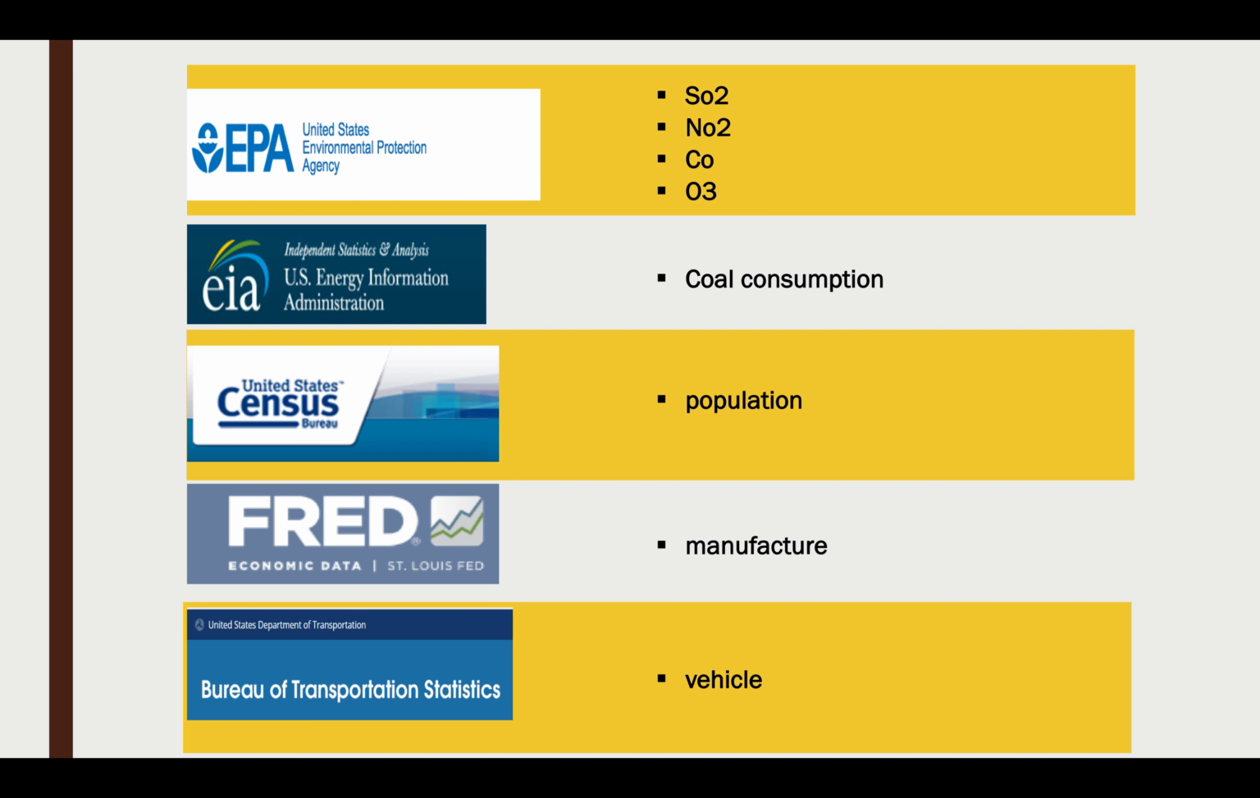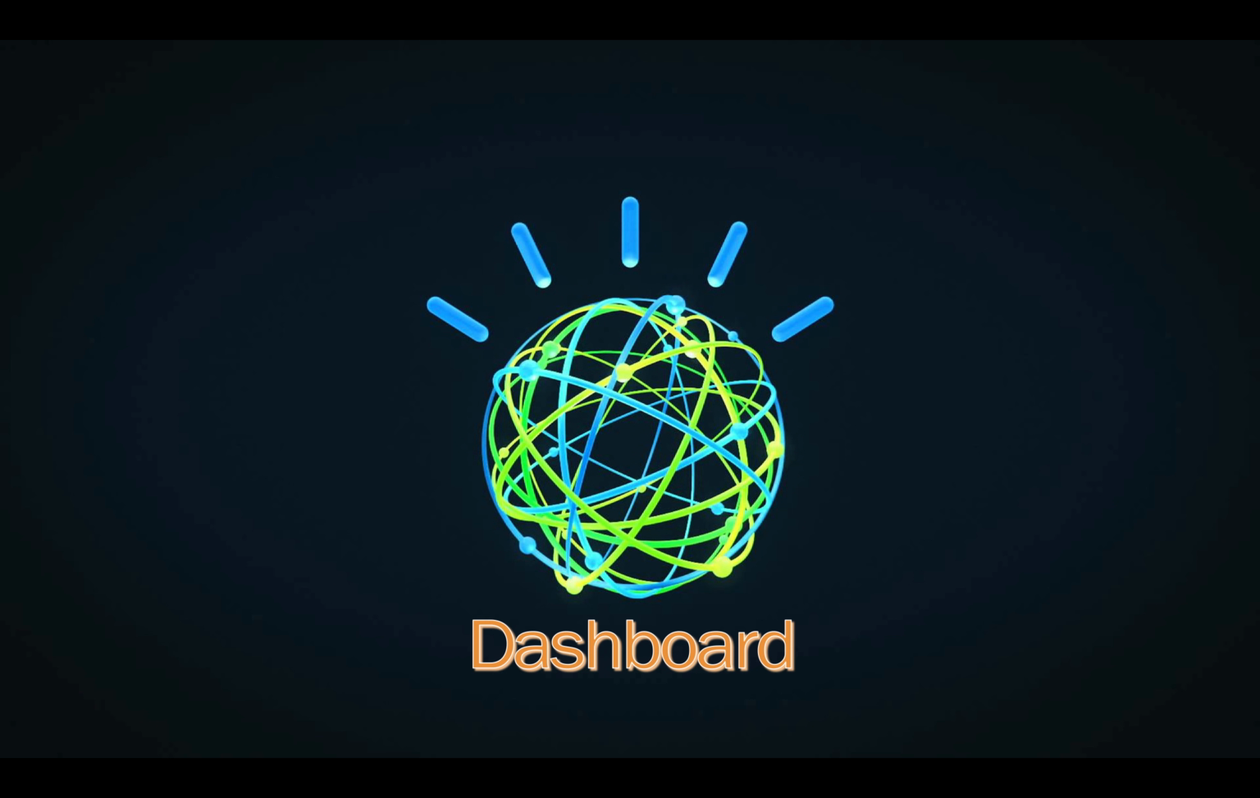Coal consumption is from the U.S. Energy Information Administration website. Population is from the United States Census Bureau website. Production value of manufacture is from the Federal Reserve Economic Data website. Vehicle is from the Bureau of Transportation Statistics website. Next, let's see the dashboard.